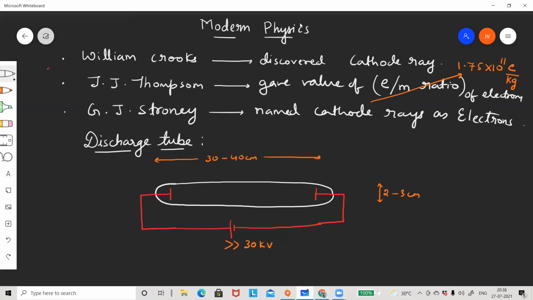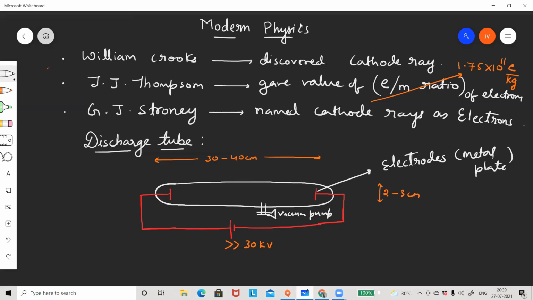And this discharge tube is connected to a vacuum pump. What is the vacuum pump going to do? The vacuum pump is going to evacuate any gas or air that is trapped inside this tube. And these are called electrodes, made up of metal plates. Which metal plates? Different metal plates were tried.